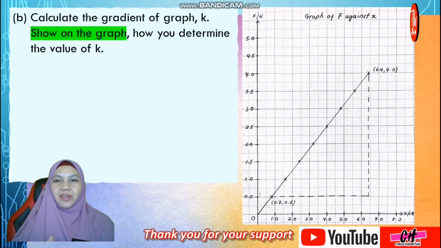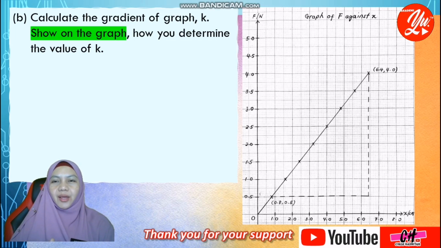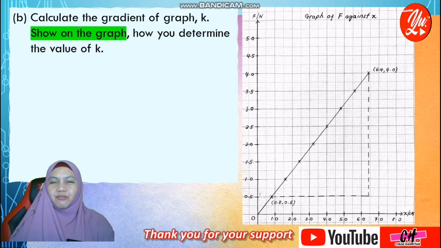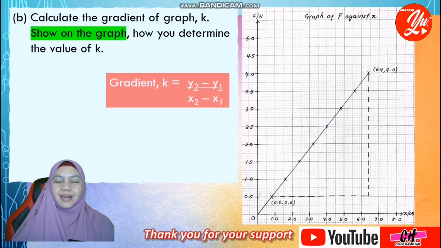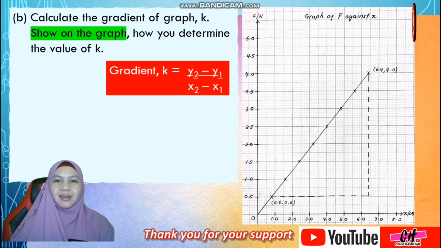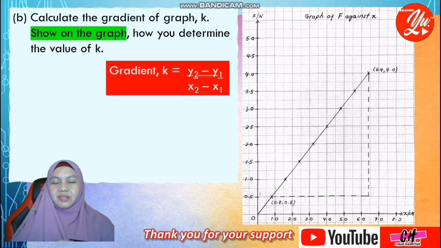Okay, let's check on B. You are asked to calculate the gradient of the graph, and you also have to show on the graph how you determine this value. So let's check back on our graph. Remember how to determine the gradient from a straight line graph? Very good. It is y2 minus y1 divided by x2 minus x1. So how to find this value?